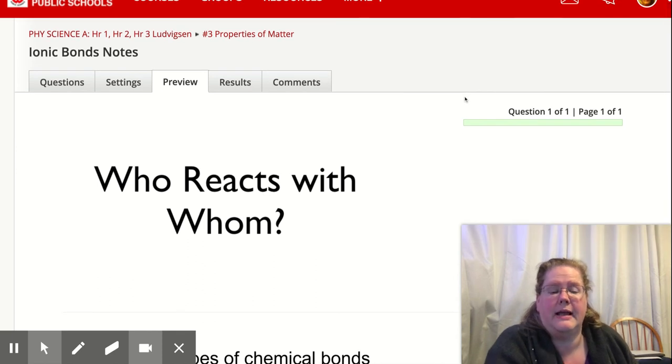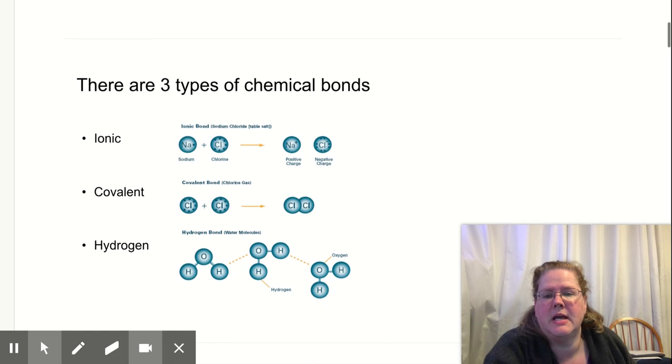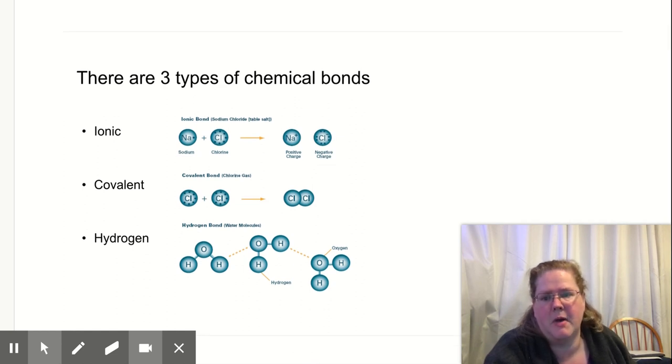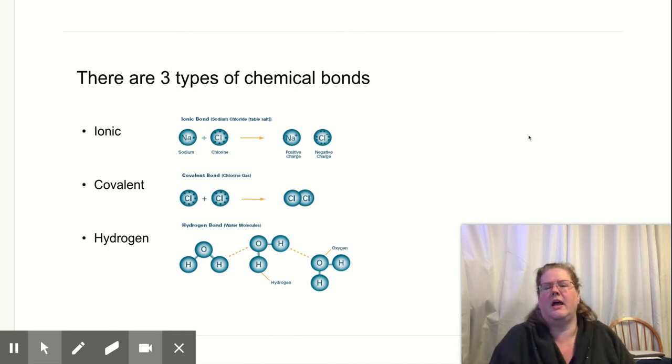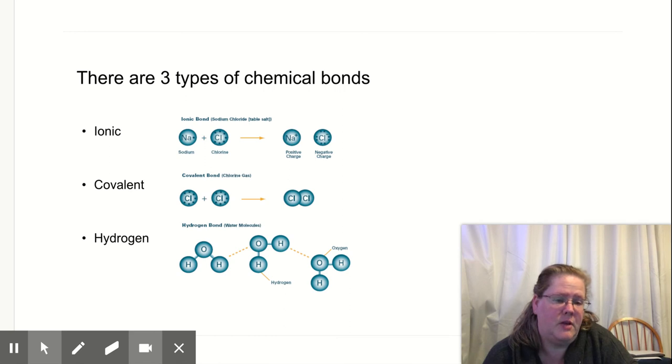Okay, we're going to look at ionic bonds and who reacts with whom. So there are three types of chemical bonds: ionic bonds, covalent bonds, and hydrogen bonds. We're really going to focus on these top two, ionic and covalent. An ionic bond is like chlorine and sodium. You have a metal from the left side of the periodic table bonding with a nonmetal from the right side of the periodic table. These are incredibly strong bonds.